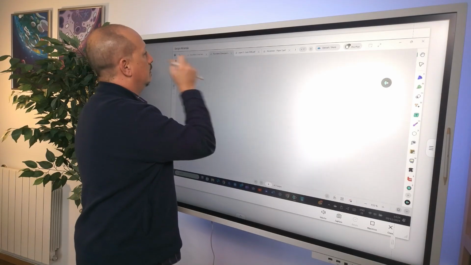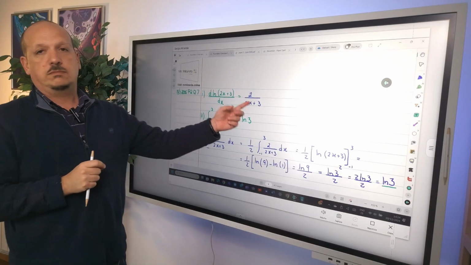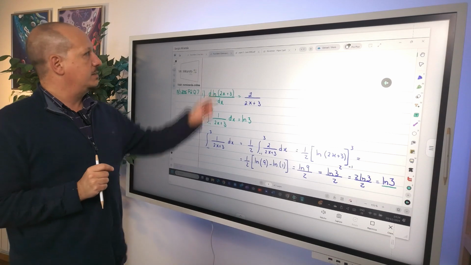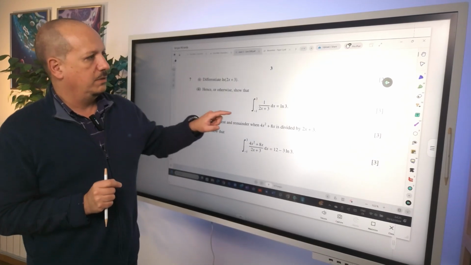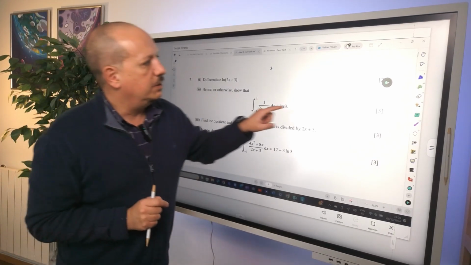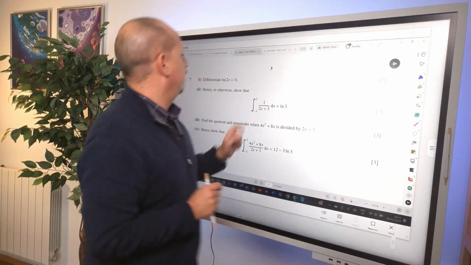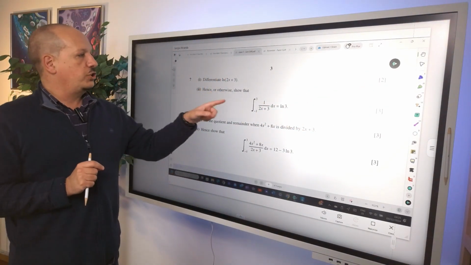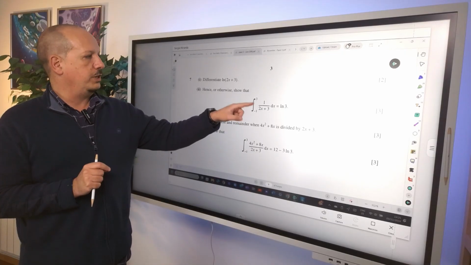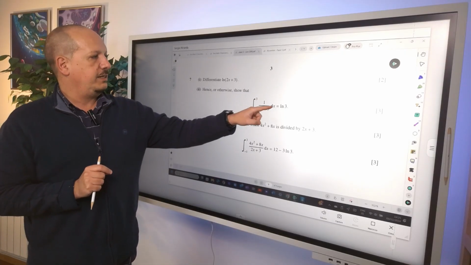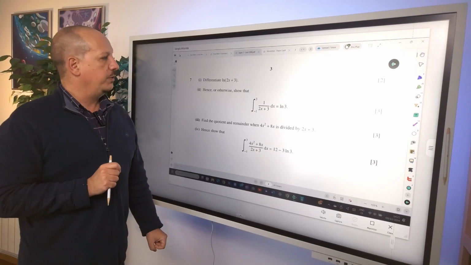So the answer is here. It's automatic. It's a one-step answer, and you will have 2 points just for that. Hence, or otherwise, show that the integral between -1 and 3 of this equals natural logarithm of 3.